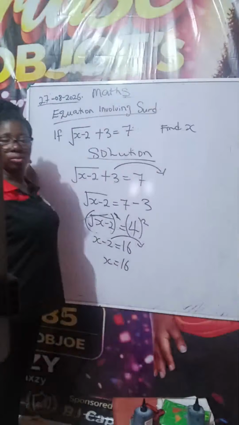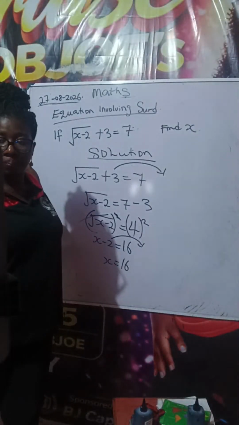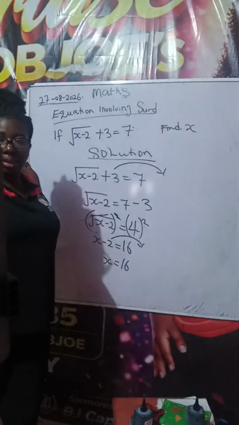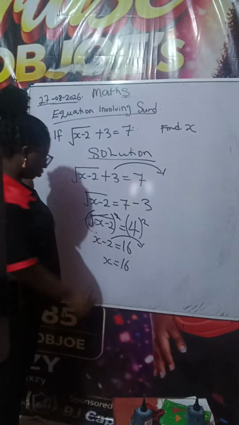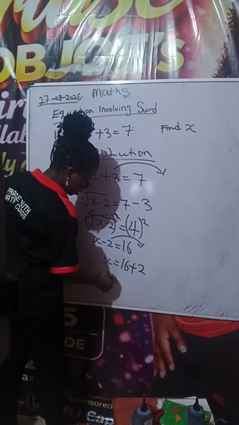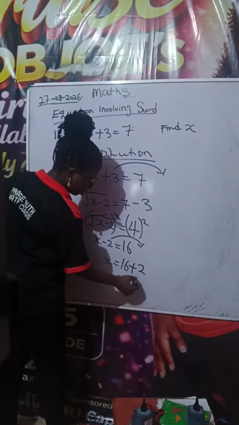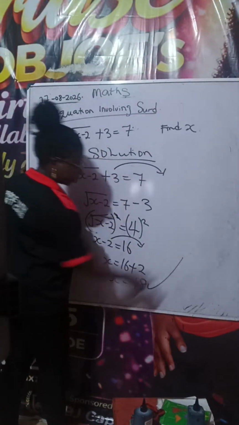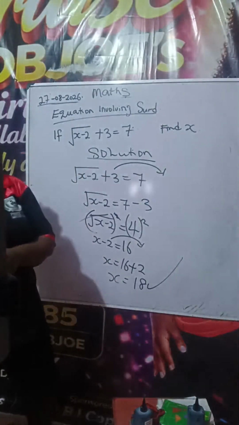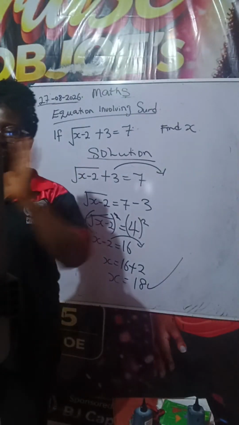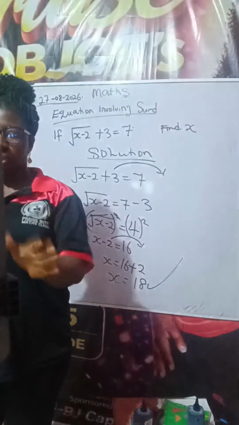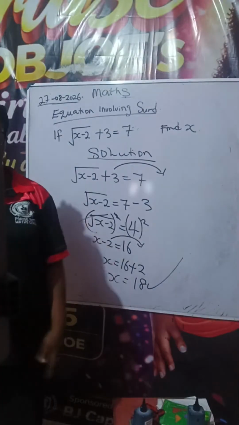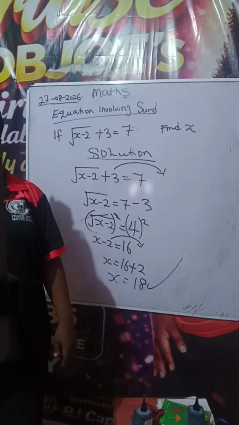If the 2 moves to the right, will it be plus or minus? That will give us plus 2. And x is equal to 16 plus 2, which gives you 18. And that is the final answer. So a round of applause for yourself. You guys are wonderful. So did you understand it? Yes. So the answer is 18.